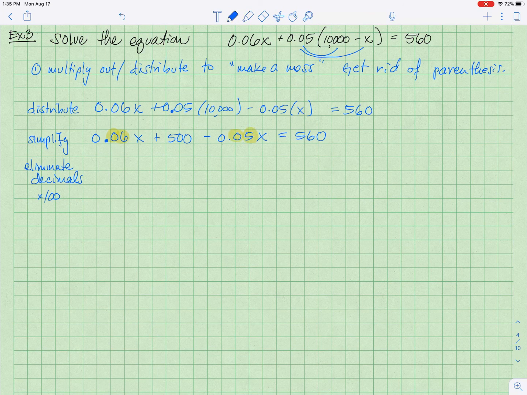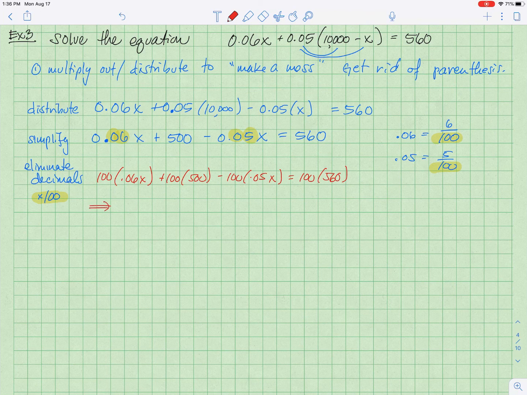Now, another way to think about that is the same idea as in the previous example. When you talk about 0.06, you're talking about 6 over 100. And 0.05 is 5 over 100. So in both cases, you have this LCD of 100, which is why I'm multiplying through by 100, or one factor of 10 for every decimal place you have. So we're going to do 100 times 0.06x plus 100 times 500 minus 100 times 0.05x is equal to 100 times 560.